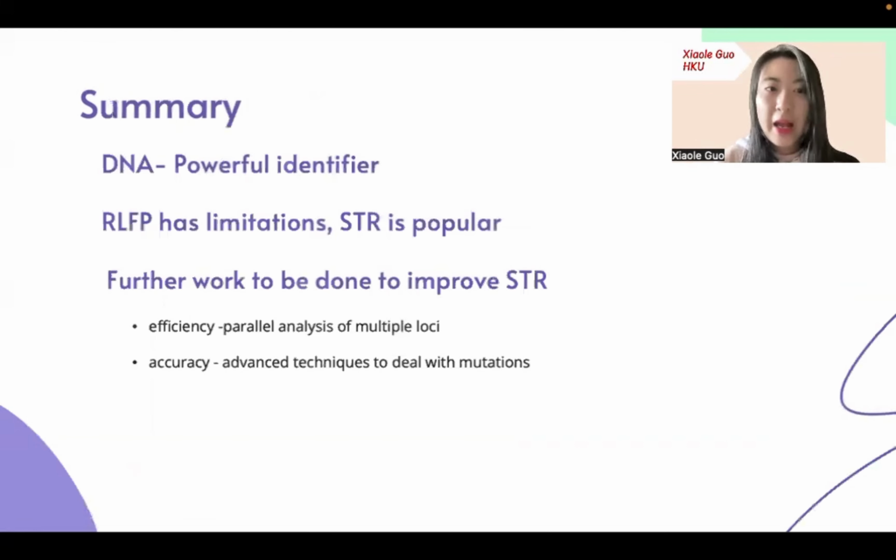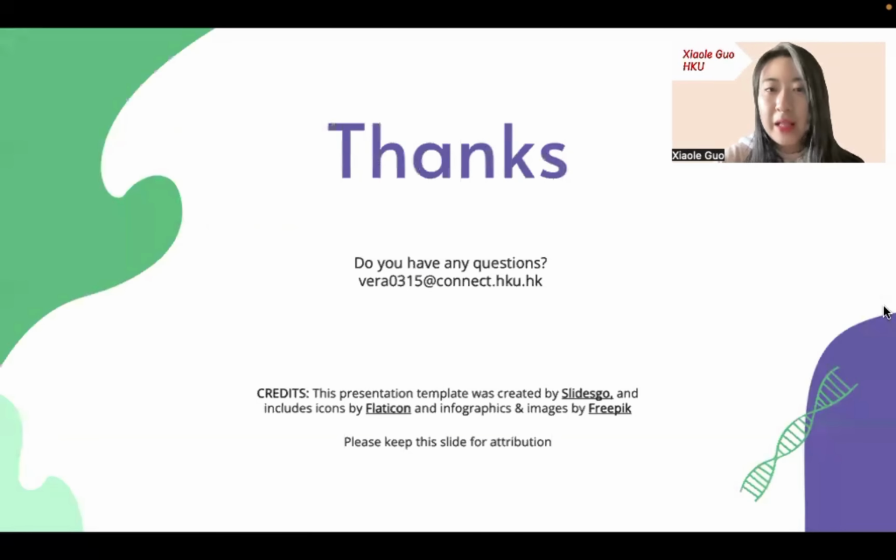And then in summary, in this presentation, I illustrated how powerful DNA could be as an identifier to tell everyone apart. And I also introduced RFLP and STR. Further work could be done to improve STR analysis. We could target efficiency to enable parallel analysis of multiple locations. We should also target accuracy so people can develop more advanced techniques to deal with mutations in particular. So that's all for my presentation, and thank you for watching.